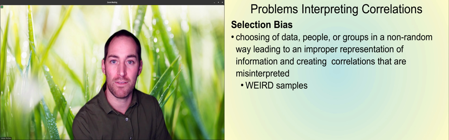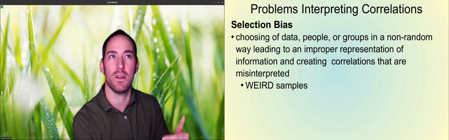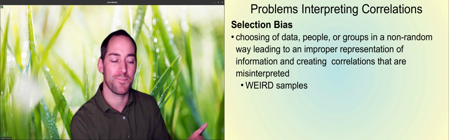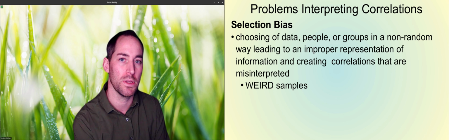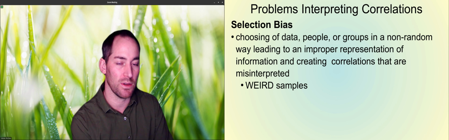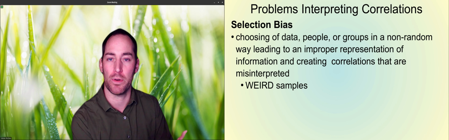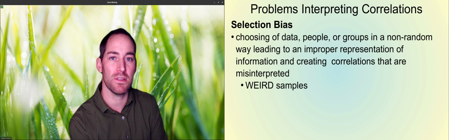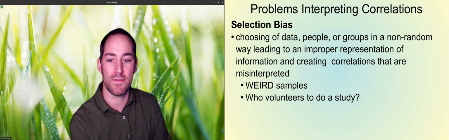So if you're picking from weird samples, so Western, educated, industrialized, rich and democratic, if you're picking from those samples but you want it to apply to the whole world, it might not, right? So you might find a correlation. You can do the multiple regressions, but it's still dependent on your methods. It's still dependent on your sample, who you have selected.